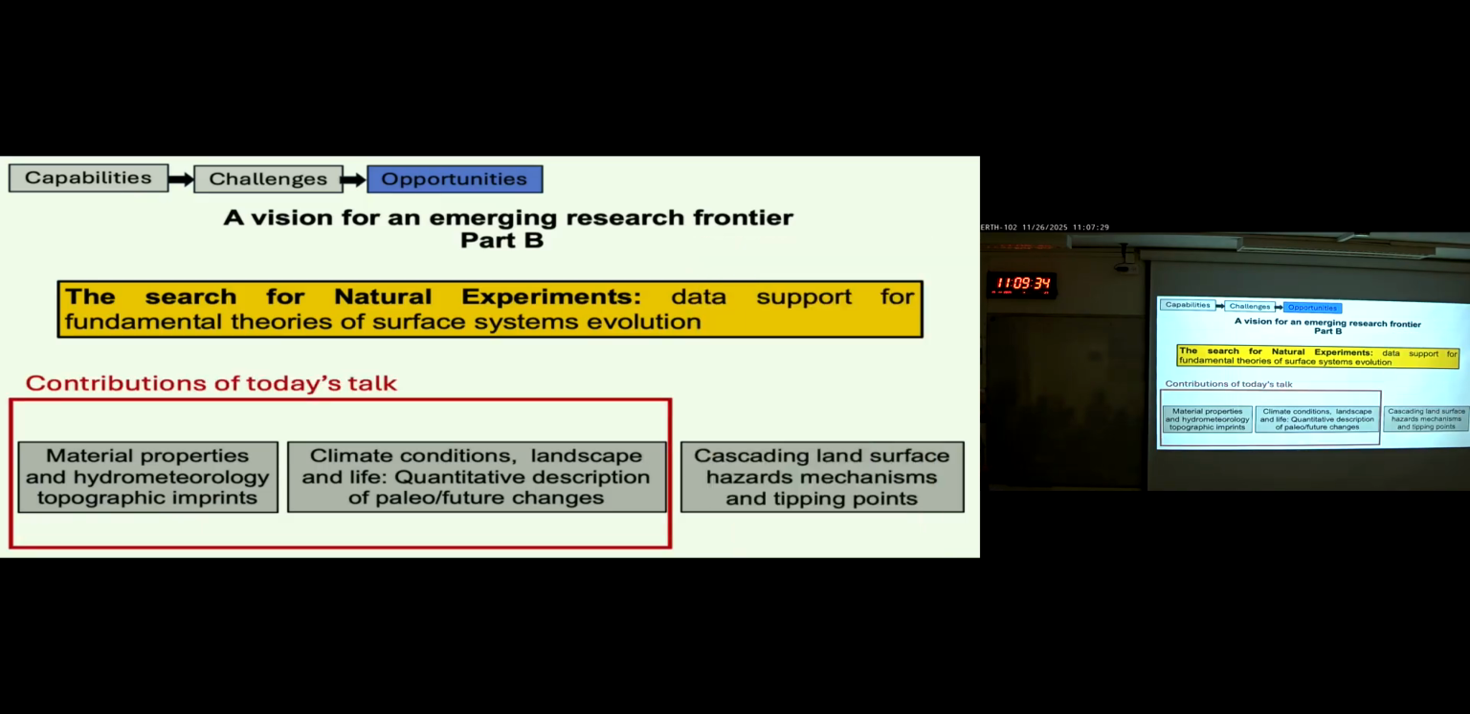So the talk today is going to focus especially on these first two, and I will present some contributions from my postdoc term.